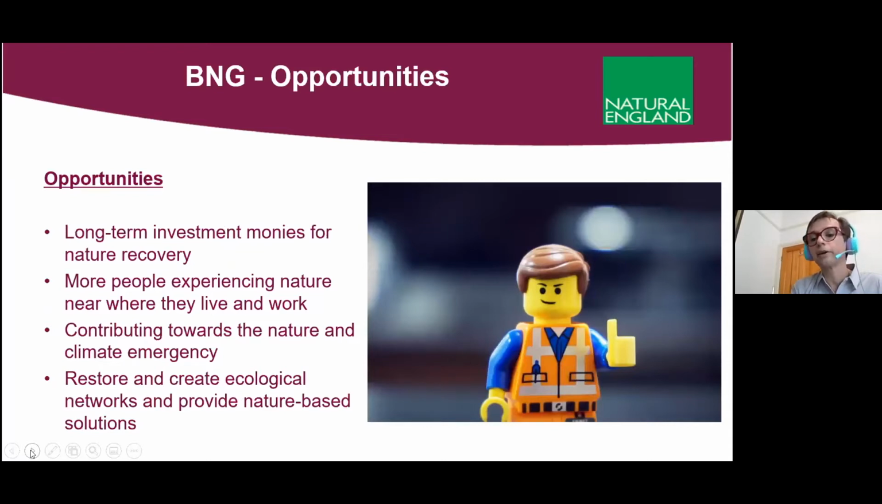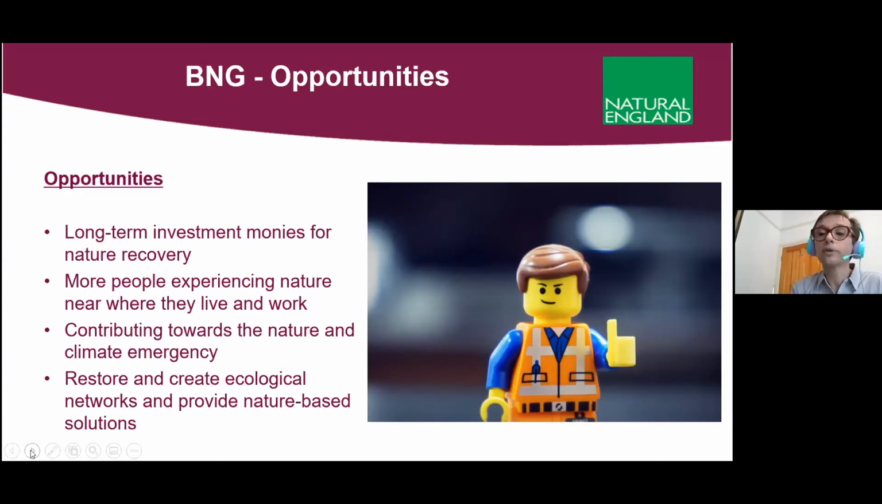But as I said, going back to the Lego that I started with, I think there are real opportunities with this as well. There are real opportunities to leverage long-term investment in nature recovery. 30+ years of money is coming into the natural environment. We have more people experiencing nature close to where they live and work. Opportunities for communities, rich or poor, to have contact with nature and the benefits that we know they can derive from that in terms of health and well-being.